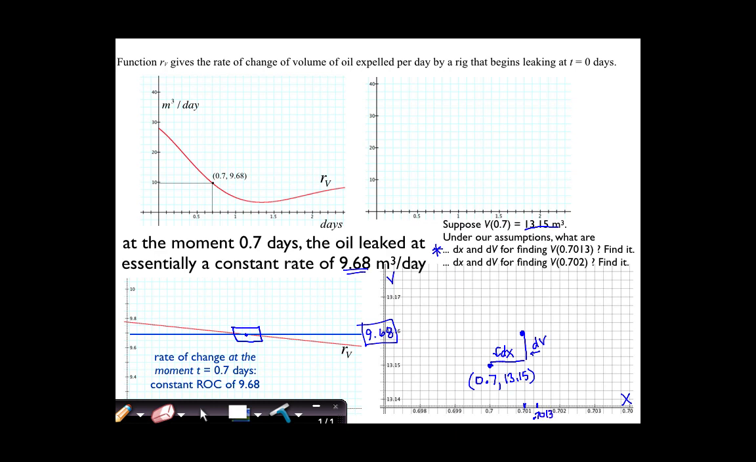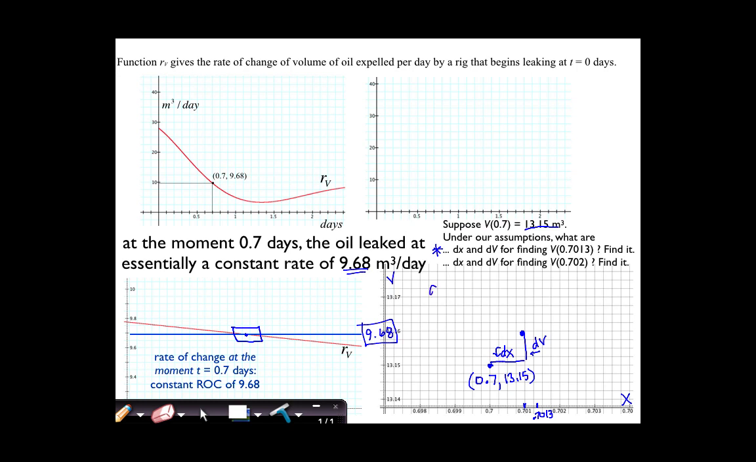Yeah, 0.0013. So it's a very small amount of incremental time in days added, or looking forward a little bit ahead. Now, I don't really know what 0.0013 of a day is, but it sounds pretty short. But if I go forward 0.0013 of a day, that makes sure that I'm looking at only this tiny moment when my rate is essentially constant at this 9.68 cubic meters per day rate.